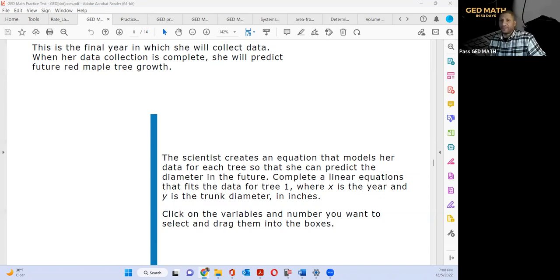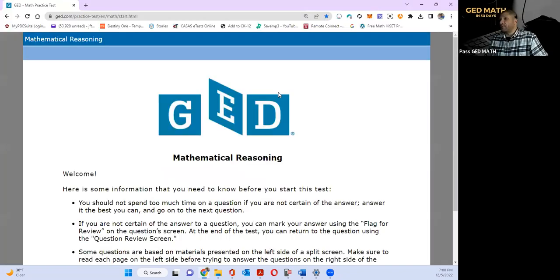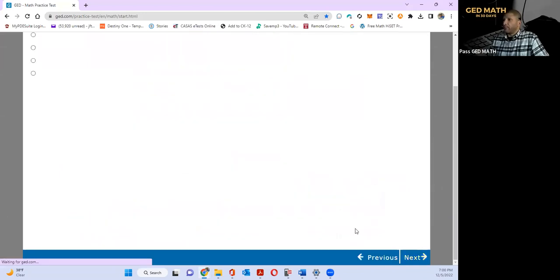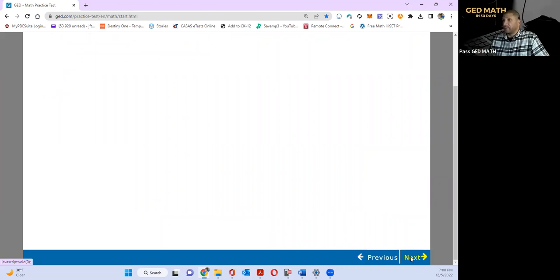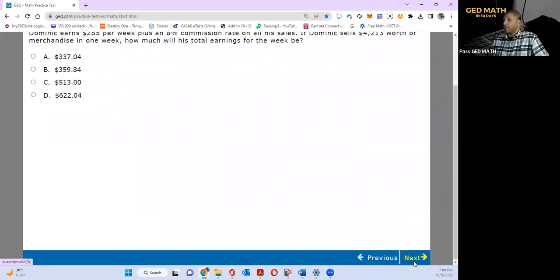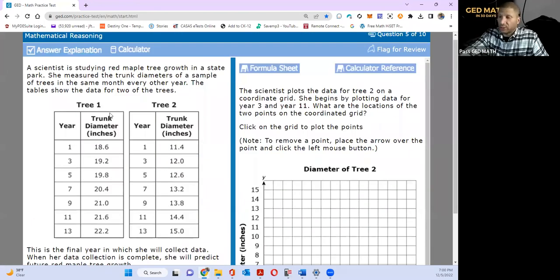Watch this. I'm going to show you something. This is the actual GED, again from GED.com. You can practice. I printed it as a PDF, but this is the actual one. You can actually practice with this. I'm going to show you this problem, because what happens is people get shook by so much information. So let's look at this problem right here.